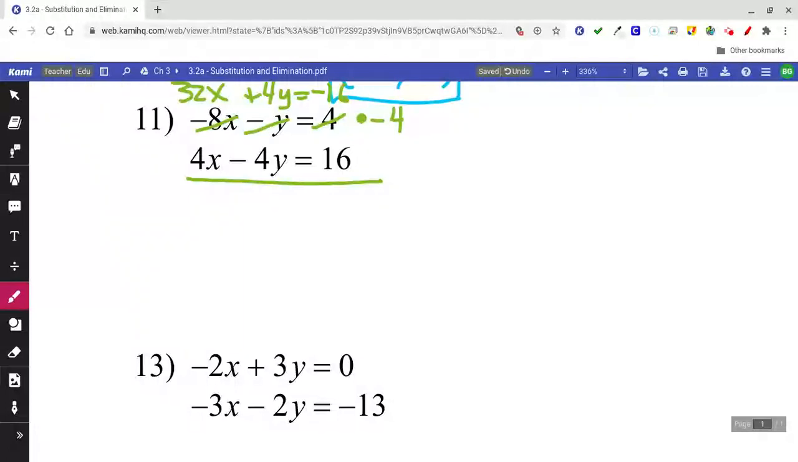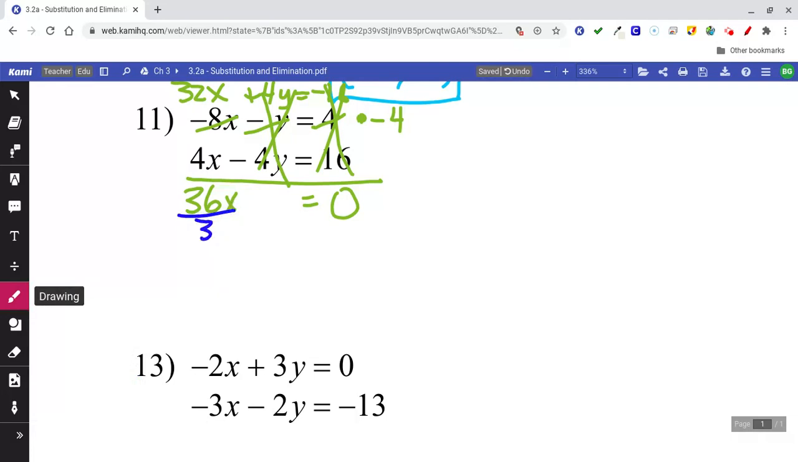I'm going to add straight down. 32x plus 4x is 36x. 4y plus negative y gets eliminated. And negative 16 plus 16, you might say, well, that gets eliminated too, but it's not nothing. It's 0. Anytime you eliminate something, it's 0. And we don't have to say plus 0y here, so we just leave it blank. That's the only reason why we leave it blank. We wouldn't just leave something completely gone. 36x equals 0.